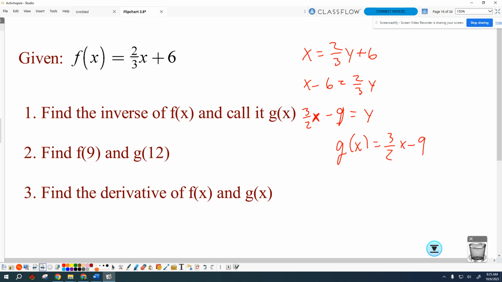Fiona, what is f of 9? Plugging in, plug it in. That would be 6 plus 6, so it's 12. Josh, what is g of 12? That's plugging in here. 9.